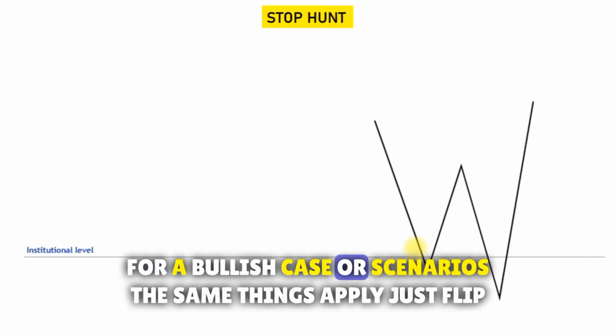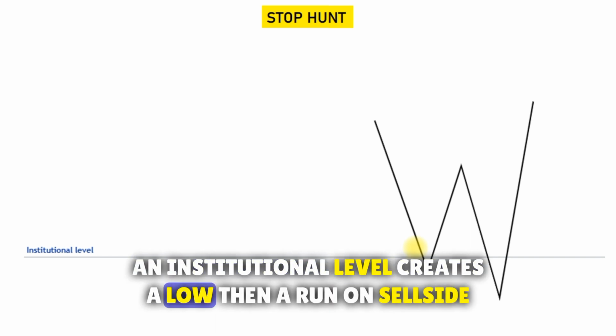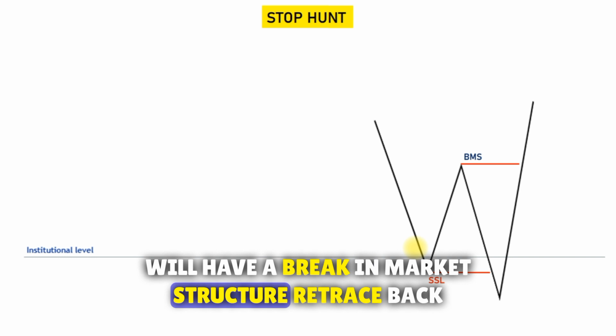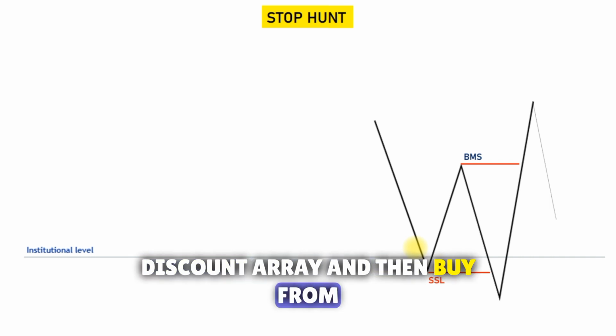For bullish scenarios, the same things apply. Just flip them over. Price comes to an institutional level, creates a low. You have a run on sell side liquidity, then we have a break in market structure, retracement back inside into a discount array, and then buy from there.